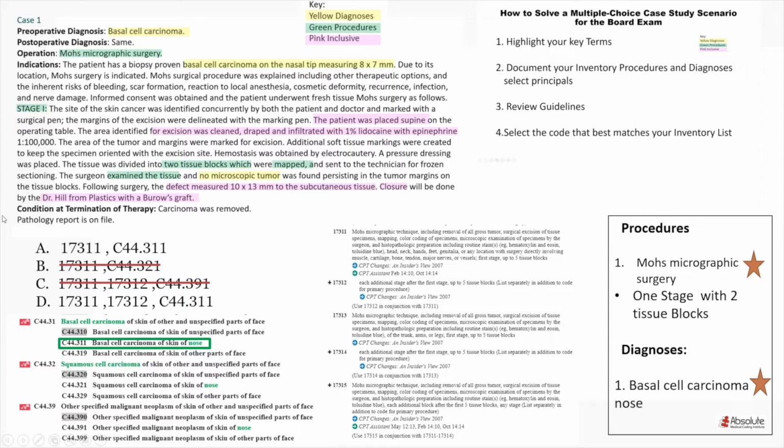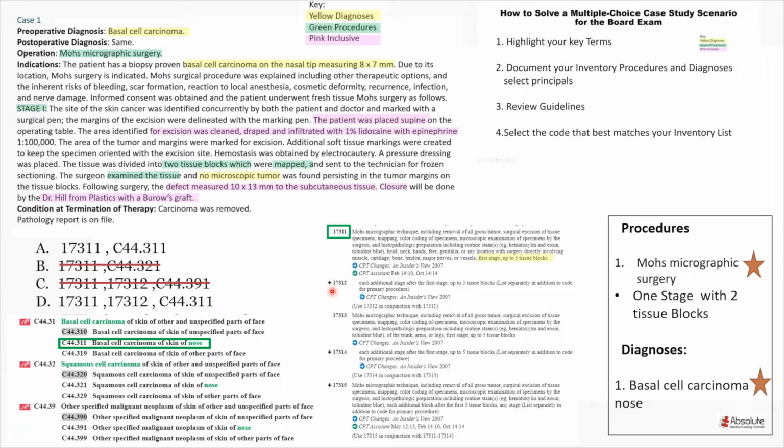So let's go to our code. Both A and D share 17311. And 17311 has to be correct because they're both sharing it. But if you read it, it says this is Mohs micrographic technique for head, neck, hands, feet. This is our code. It also says that this will cover the first stage or one stage, and it bundles up to 5 tissue blocks. So we only are coding for 2 tissue blocks. So this one code should do the trick.